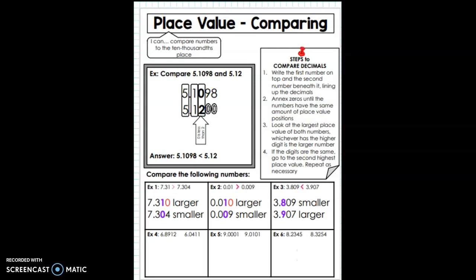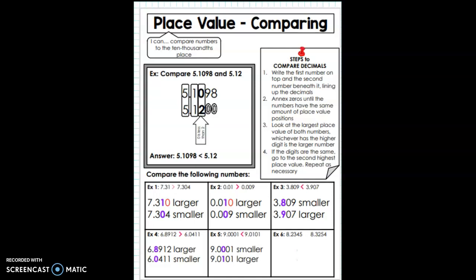Example 4. Line your digits up. This time we are comparing the 10ths place. We have an 8 and a 0. The top number is larger than the bottom number. We will be using greater than. Write your numbers. We are comparing the hundredths place value. The 1 is larger than the 0. The top number then is smaller than the bottom number. We are going to be using a less than symbol.